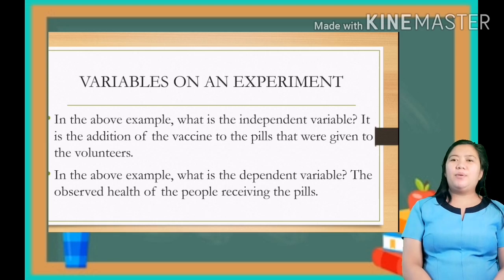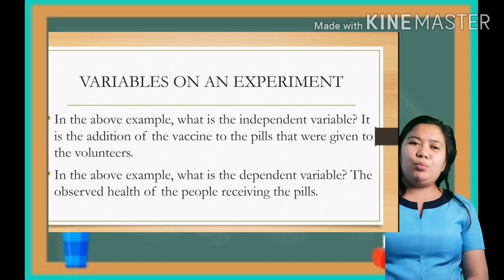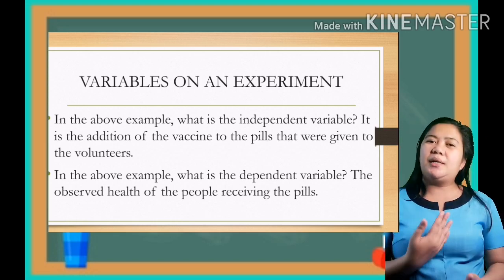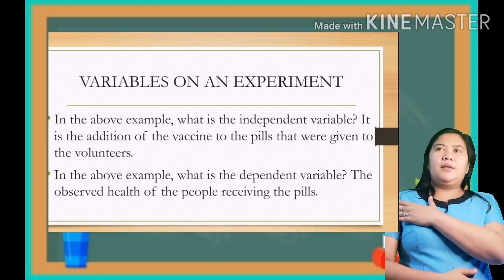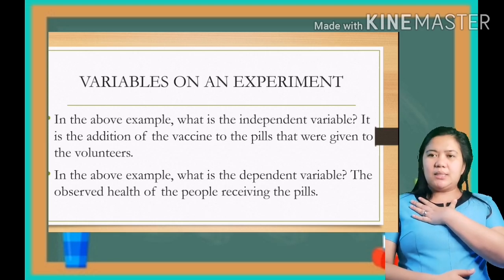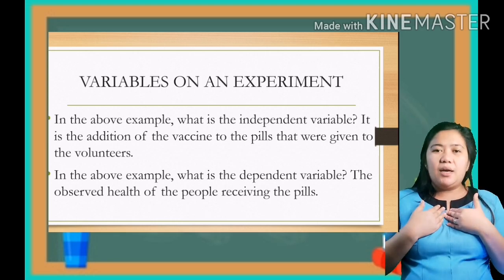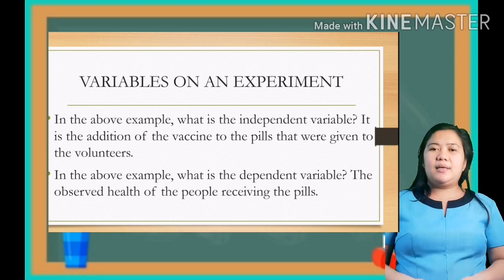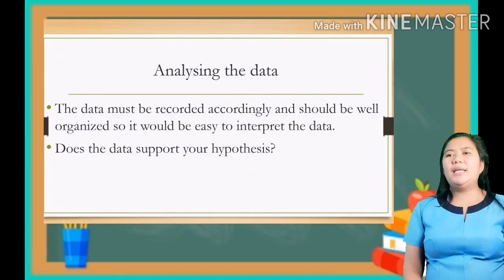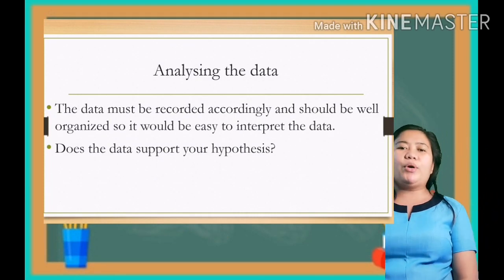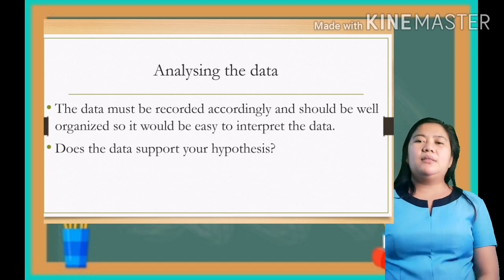So the independent variable would be the vaccine. Even though this particular group receives this particular pill, what would be the effect of this particular vaccine to them as they take the pills? Likewise, the dependent variable would be the effect to their health as they receive the pills and the vaccine. Now, for analyzing the data, it must be recorded accordingly and should be well organized, so it would be very easy to interpret the data.